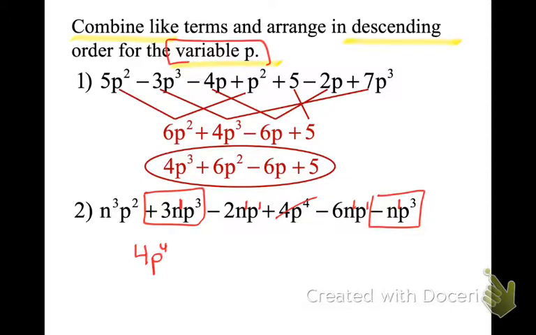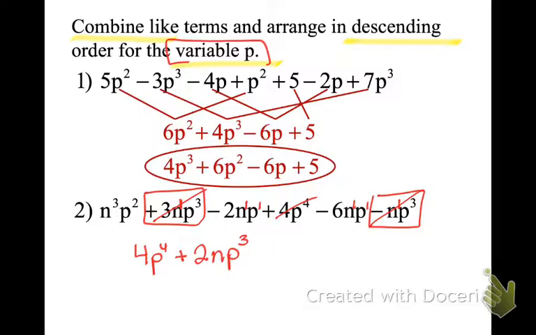They would have to tell you in order of the p's if you have two variables, or in order of a particular variable. So if I have 3np to the third and I subtract 1np to the third, how many np to the third do we have? Positive 2np to the third. Good. So now I've used those two. What would go next?